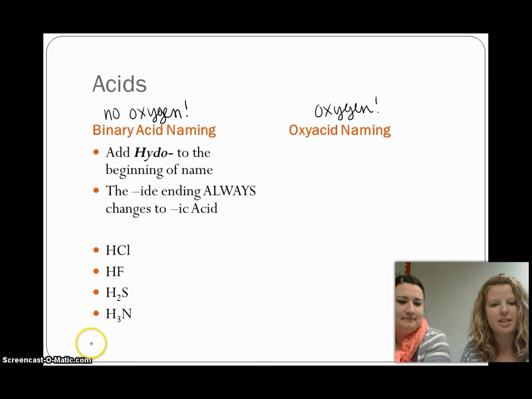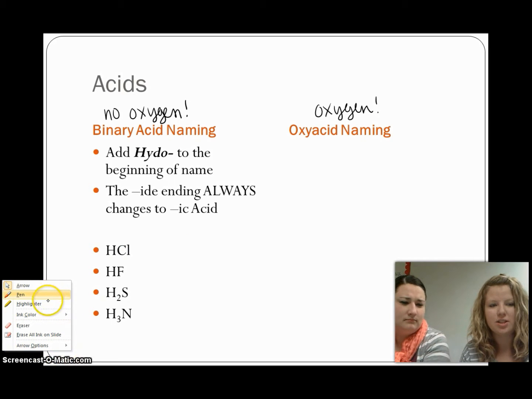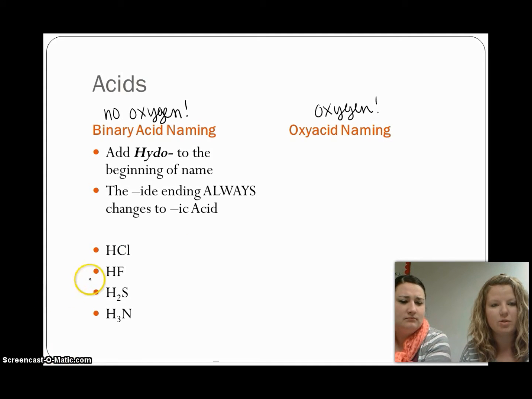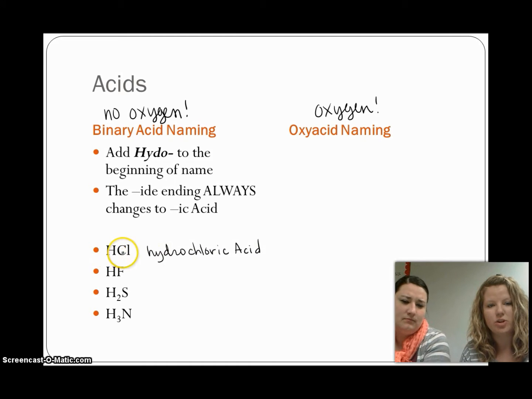Okay, so here are some examples of these. As you can tell right off the bat, these are going to be binary acids because none of them have any oxygens in them. So since there's no oxygen, we're going to write out hydro. And then it'll be chlor, and instead of writing the IDE, we're going to put ic acid. So the name of this one is hydrochloric acid, using hydro in front and then our ic acid ending.